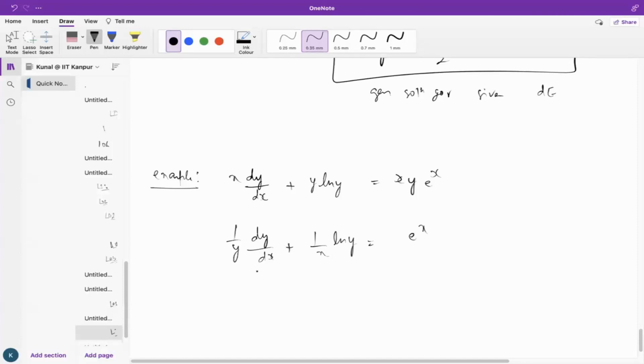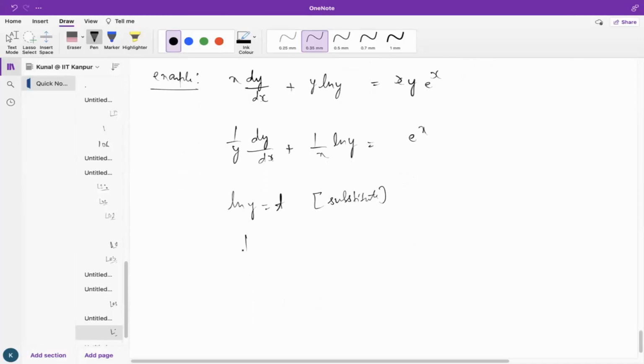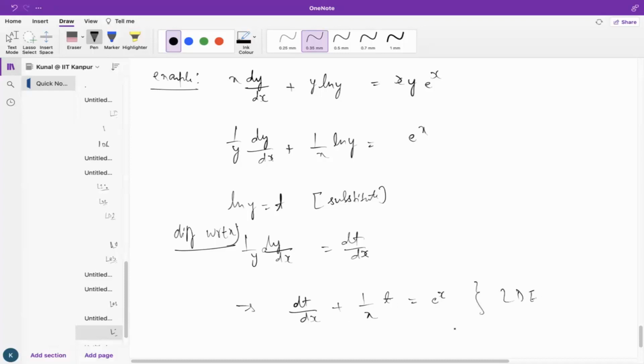Now just take ln y is equal to t, and substitute. When we differentiate this equation with respect to x, we get 1 by y dy by dx is equal to dt by dx. So here we will get dt by dx plus 1 by x t is equal to e to the power x. So now this equation is in the form of a linear differential equation.